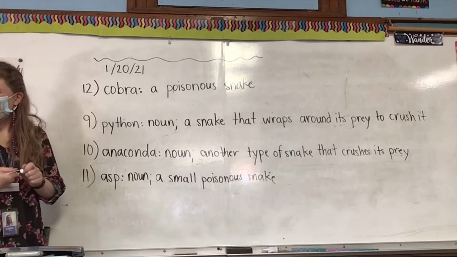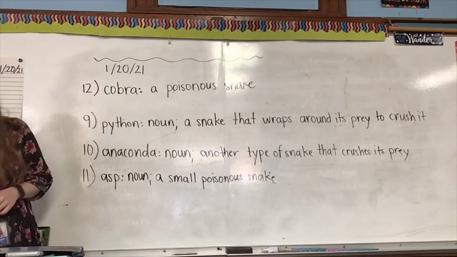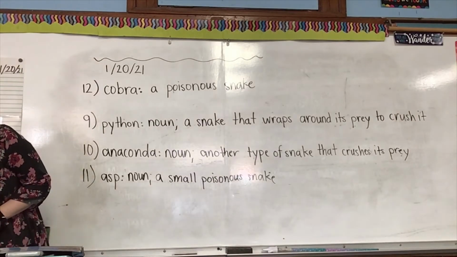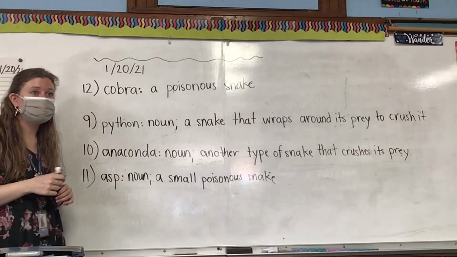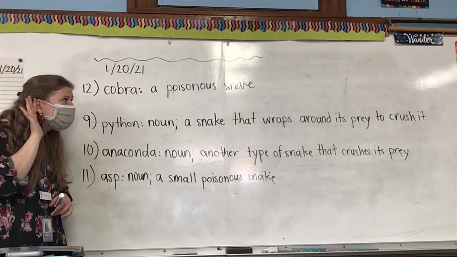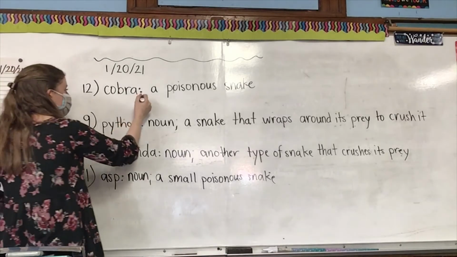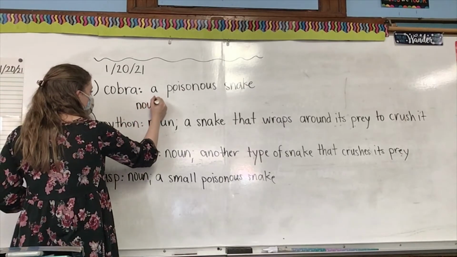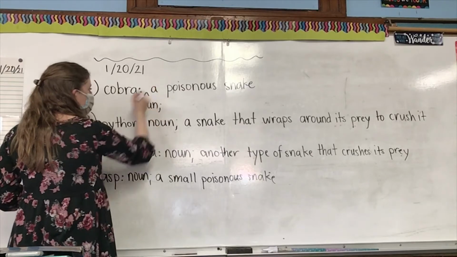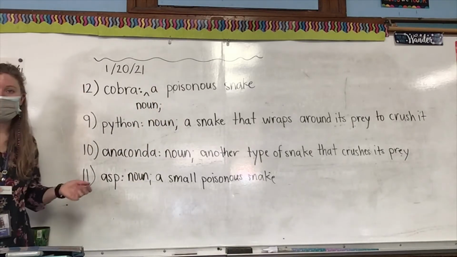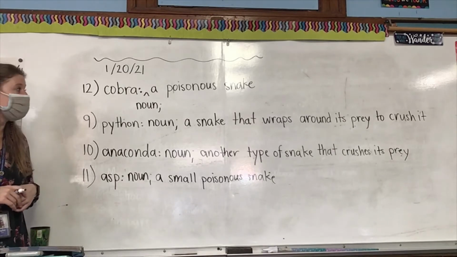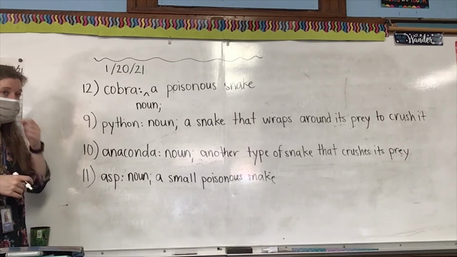Yes, quickly. I said 5. Yes, Mason. Oh, I did. Sorry, it's a noun. Cobra is a noun because it's an animal. Animals are always nouns. And it is a poisonous snake.